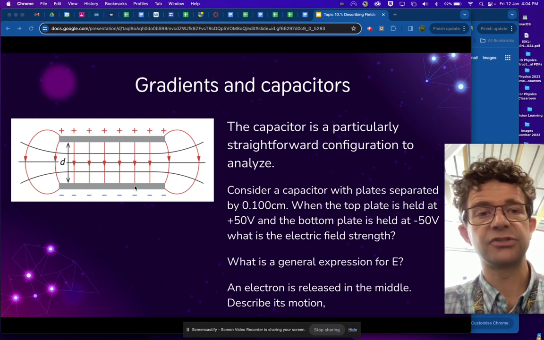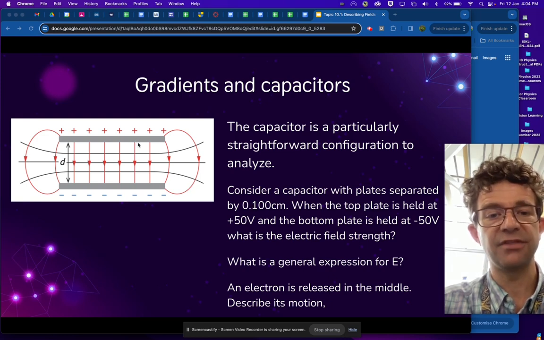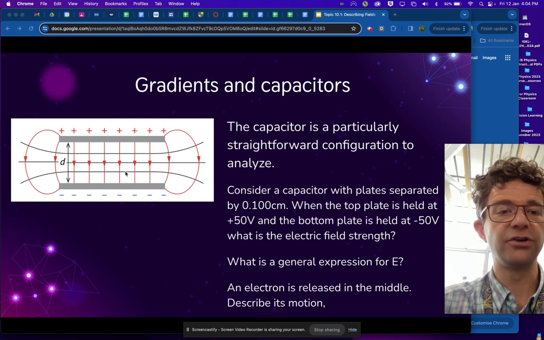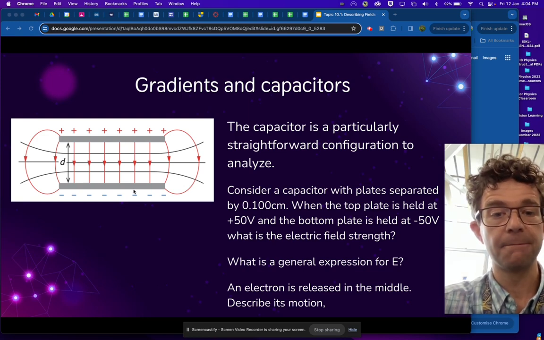Well, the electric field strength is the rate of change of the potential. So we go over 100 volts in 0.1 centimeters. So you would do 100 divided by 1/1000th, and this would be 100,000 volts per meter, which is the same thing as 100,000 newtons per coulomb. So that's the strength of the electric field.